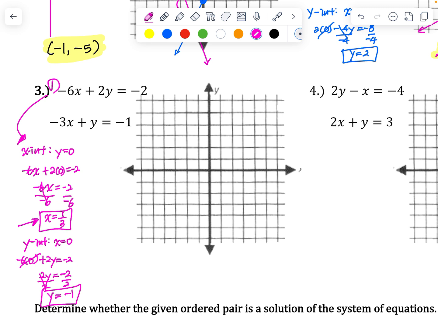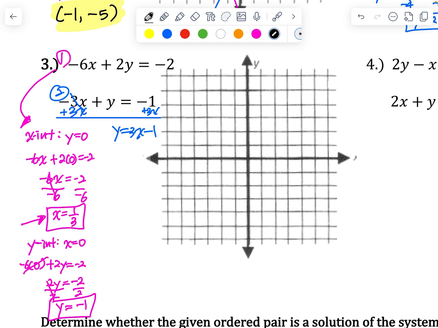Let me go to the second equation. I'm going to rewrite this in slope-intercept form, meaning I'm going to add 3x on both sides. So it's going to be y equals 3x minus 1. That one should be pretty easy to graph. It's just that this x-intercept is at 1/3. I'm trying to see if I want to make it go up by 3s. I really don't like this problem too much.